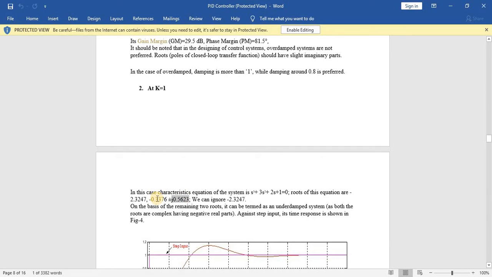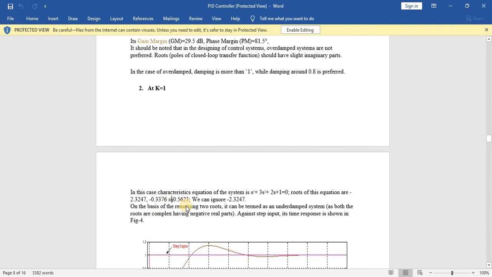There is one complex pole for this. By using synthetic division we have found one complex pole, so we can ignore this one if we want, because it is not on the imaginary axis. We have to consider the remaining two roots, one with a plus and the second with a minus. So it can be called an underdamped system, as both roots are complex and have real parts.